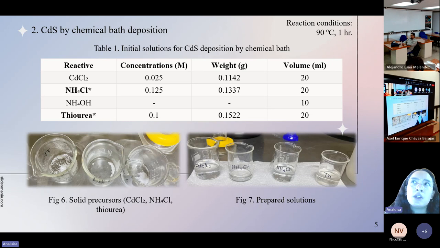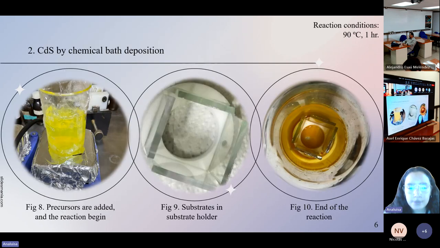We start with conditions used in the work group, and then we varied the concentration of precursors, ammonium chloride and urea, in order to find the best concentrations that give us the films with the ideal properties for its applications. So the methodology is very simple. We start preparing the solutions, and then the reaction conditions are 90 degrees for 1 hour. We add the substrates and then add the solutions to begin the reaction.